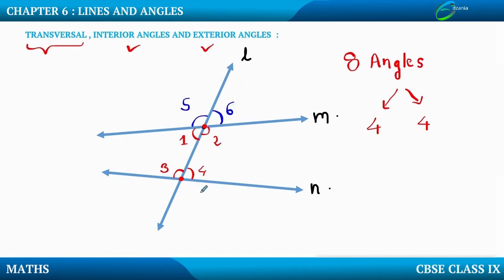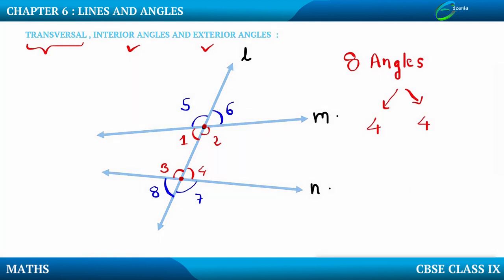Similarly, if I go to the bottom directly below line N, this is also exterior, that is outside line N. I can consider this angle over here as angle 7 and the last one over here, that is the angle 8. So you can clearly see there are 8 angles formed, out of which 4 are interior angles and 4 are exterior angles. So whenever a transversal intersects two lines, always 8 angles will be formed, out of which 4 angles will be exterior angles and 4 angles will be interior angles.